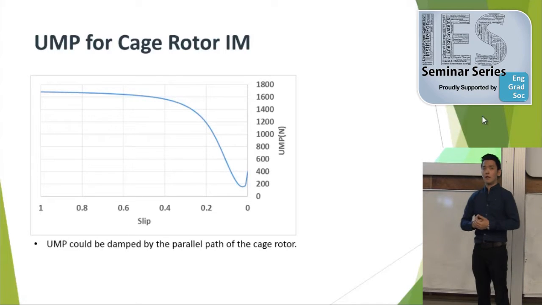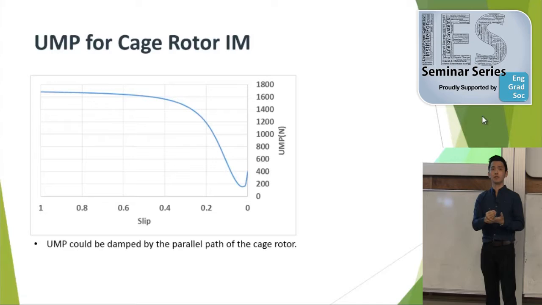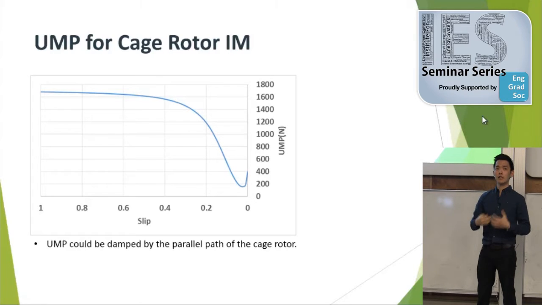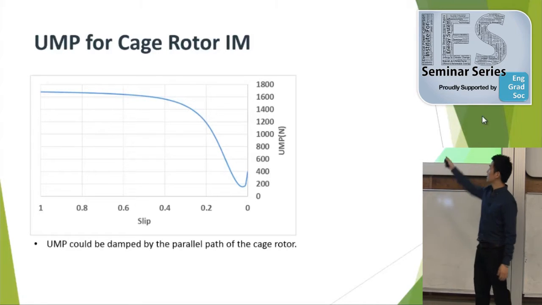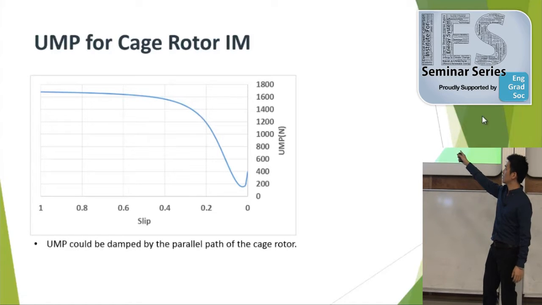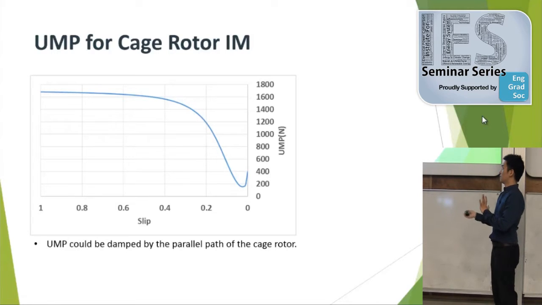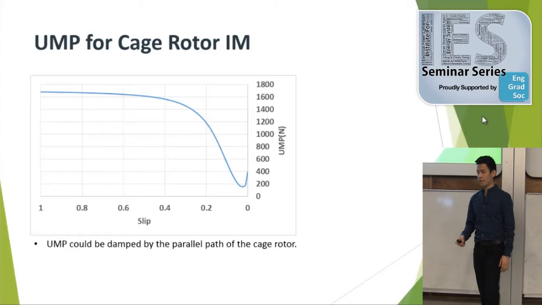The reason that the leakage flux causes more UMP for a cage rotor induction machine is that the high harmonics flux won't cut through the rotor bars, so the rotor couldn't generate a counter force to cancel the UMP. In this case, we can see an increment of UMP near the synchronous speed. In this region, as I mentioned just now, the stator field and the rotor field are actually 90 degrees apart. That's why there's a sharp increment of the unbalanced magnetic force.